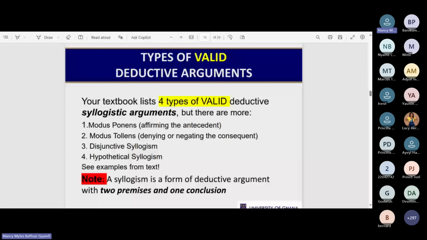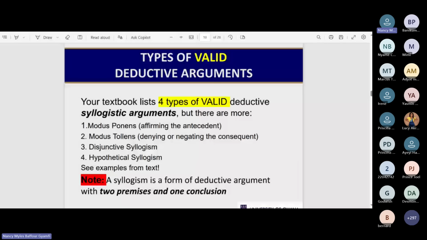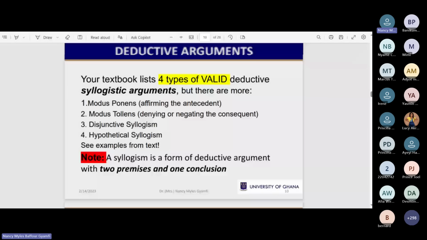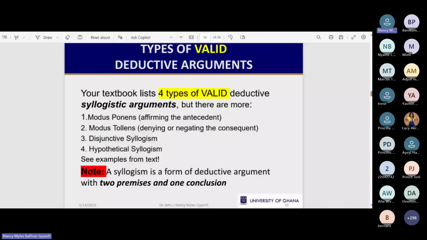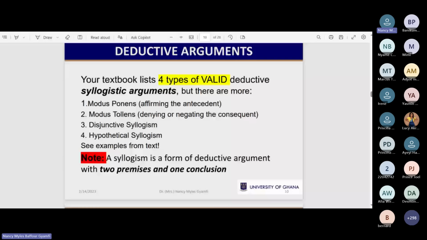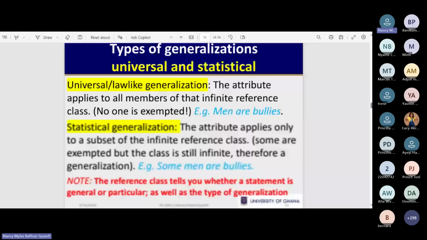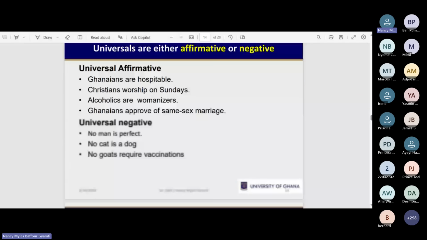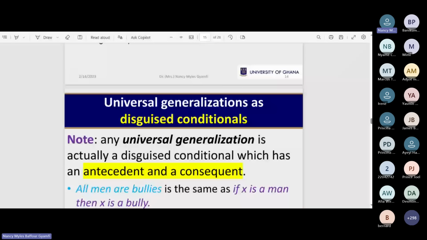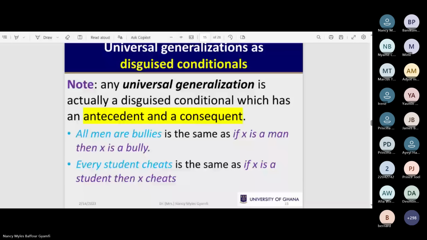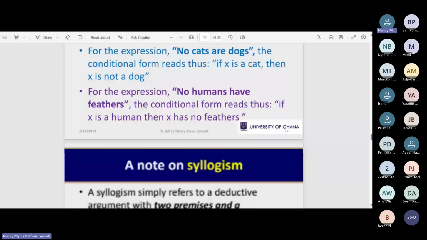We can go on. So we want to look at the patterns, and I wish you all the best. So look at the note. A syllogism is a form of deductive argument. You know that already. We can start. I will skip all this in general because we'll use it again in unit 7. But let's go straight to knowing our valid patterns.